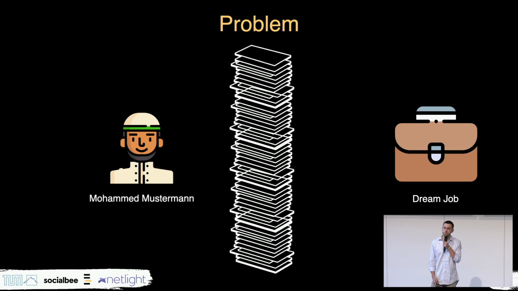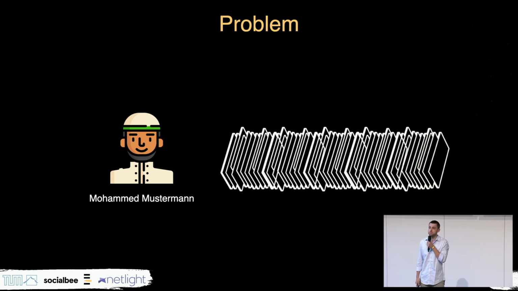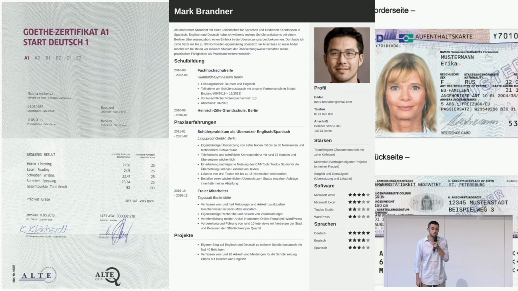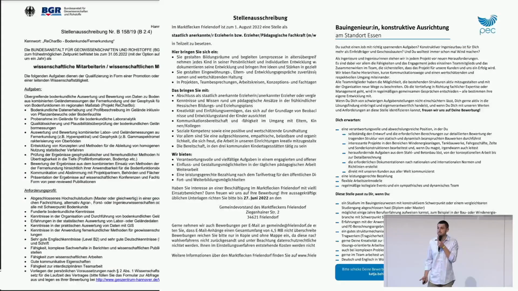Mohammed is now very confused. He doesn't understand these documents, and he doesn't know where to find help. Mohammed's hopes of landing his dream job quickly evaporate. How can we help? And what does this stack of documents actually look like? Well, at some point before applying, Mohammed will likely have to provide his certificate of language proficiency, a fully fleshed out CV, and his residency permit. Once he has all of these documents, he will have to sift through these long, tedious German job postings before he can even find his dream job.